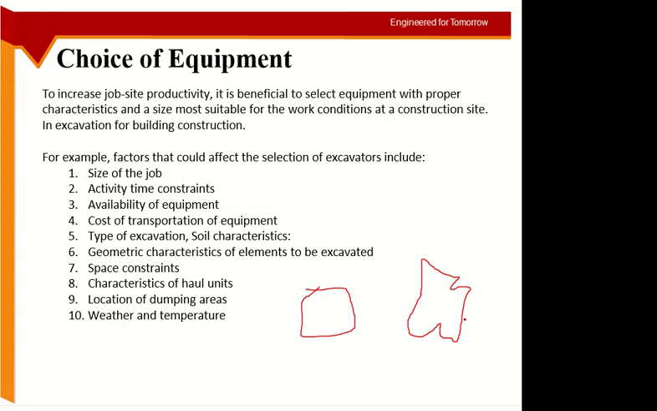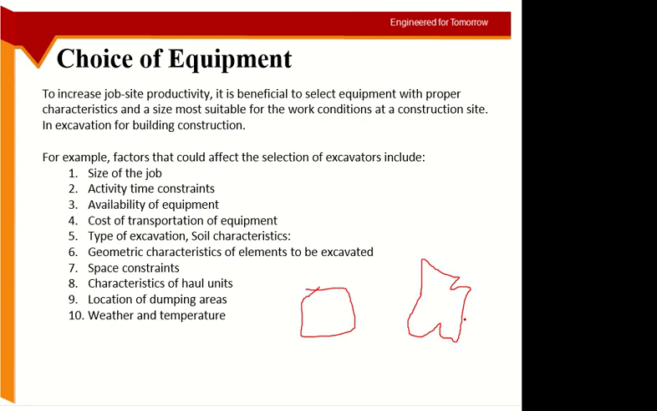The space constraints: you need a bigger equipment, but the site is small. So that big excavator will not even fit into the plot and work freely. Characteristics of the haul units, the trucks which you are using for disposing the material. This can be a problem as well. Location of dumping areas, so where are you going to dump the material? If the dumping site is far, you may try to do more excavation in one trip and so on and so forth.